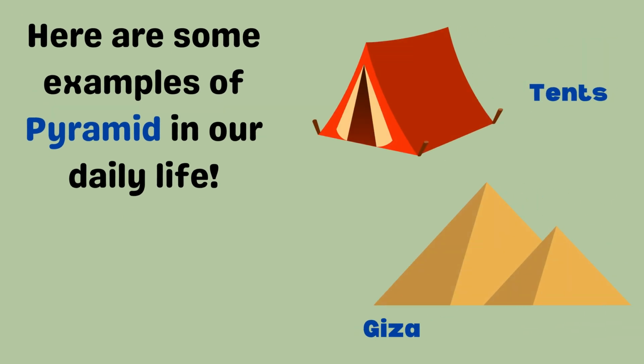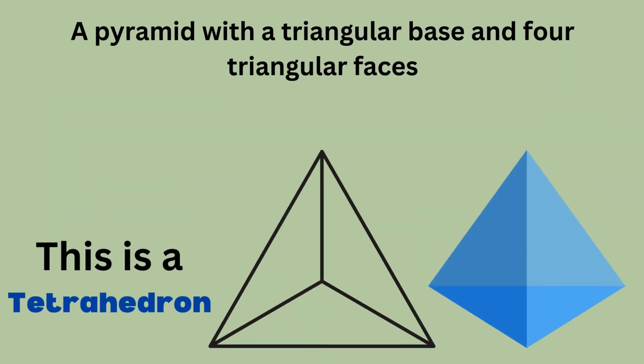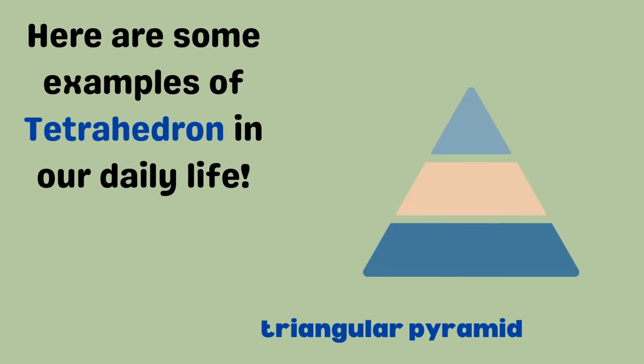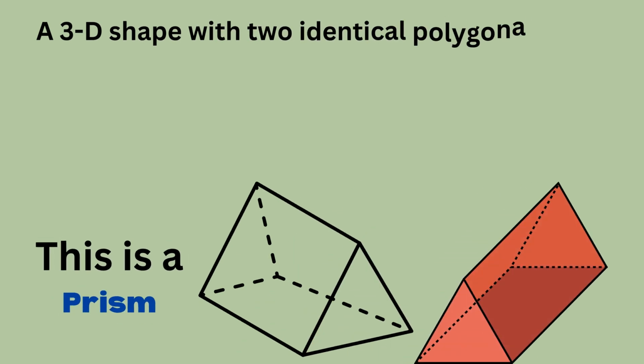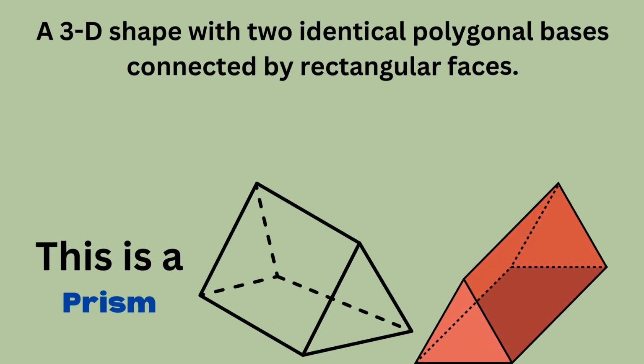Tents, Giza. This is a tetrahedron, a pyramid with a triangular base and 4 triangular faces. Here are some examples of tetrahedron in our daily life. Triangular pyramid.